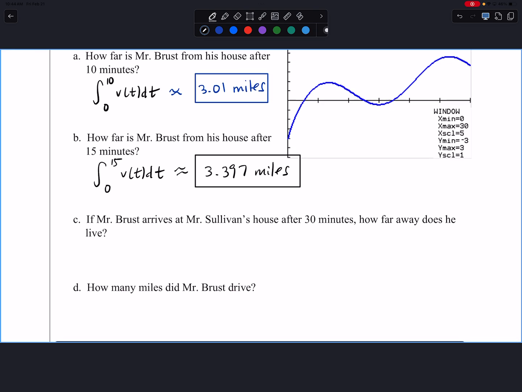If Mr. Bruce arrives at Mr. Sullivan's house after 30 minutes, how far away does he live? So what is that asking us to find? 0 to 30, right? Just change the top bound now to 30. Give an answer. 22.